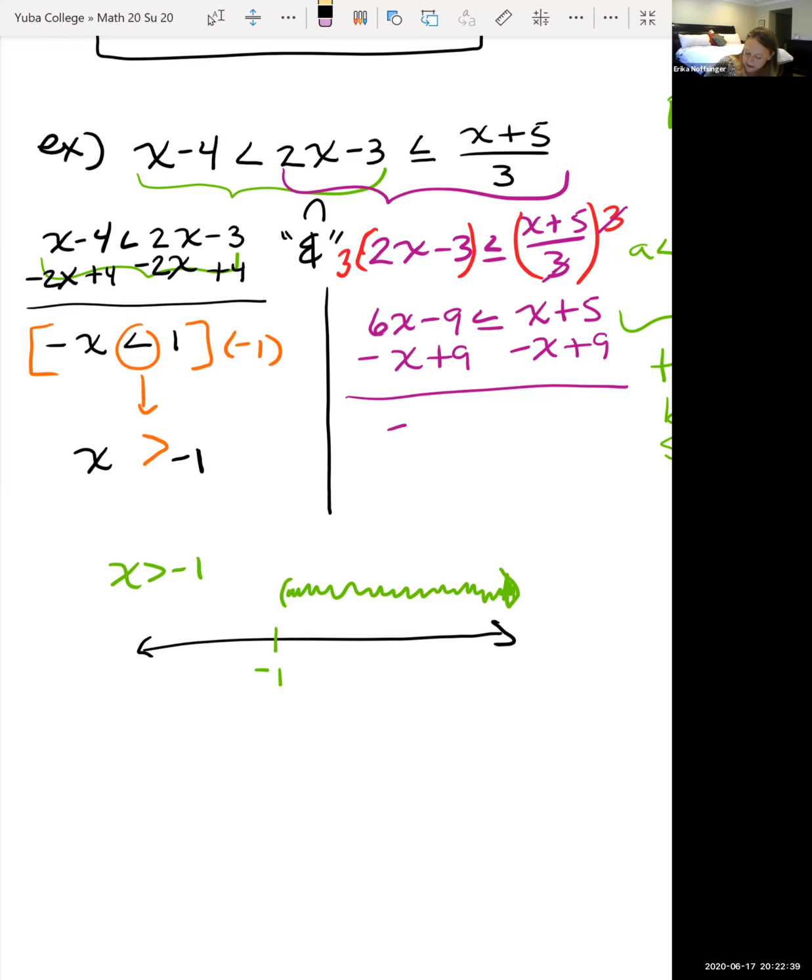6x minus 1x is 5x. This is less than or equal to 5 plus 9, which is 14. To get x by itself, we want to divide by 5. We're dividing by a positive, so we're okay. And so x is less than or equal to 14/5. To me, it makes a little more sense if I figure out what 14/5 is. 5 goes into 14 twice with a remainder of 4. Okay, so 2 4/5. So locate 2 4/5 on our number line.